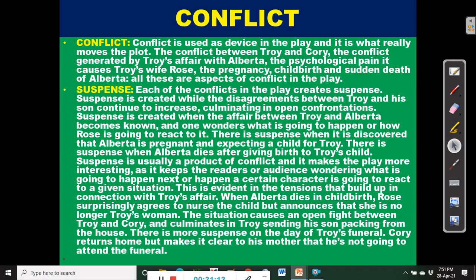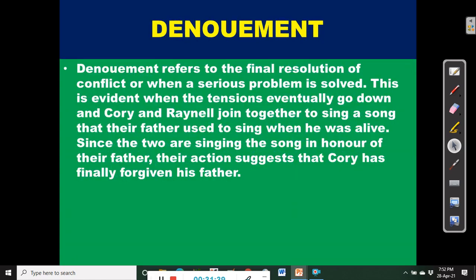There is more suspense on the day of Troy's funeral. Corey returns home but makes it clear to his mother that he's not going to attend the funeral. Eventually, it is resolved, but we can see these are aspects of conflict and the suspense that always follows in its way. All right? So finally, we look at denouement.